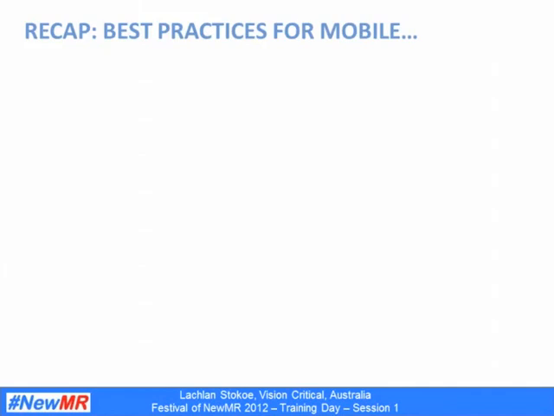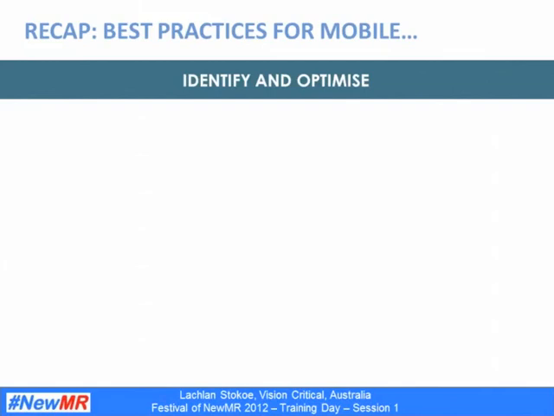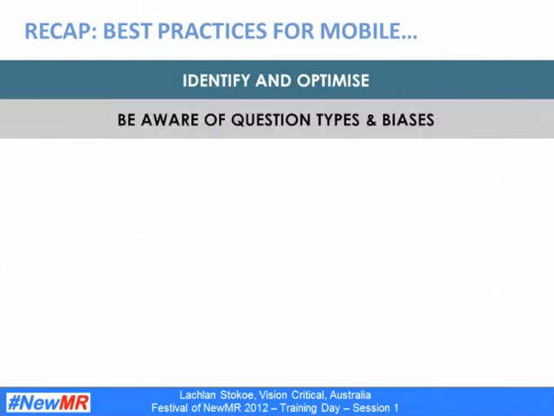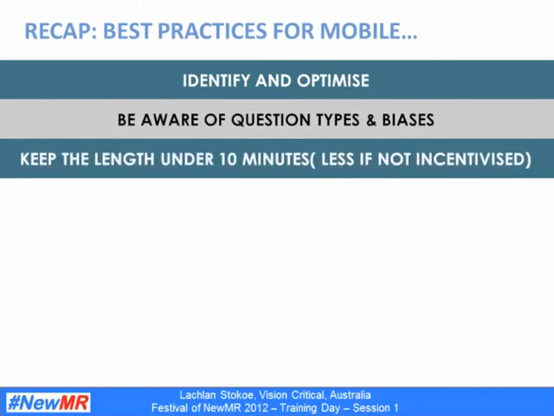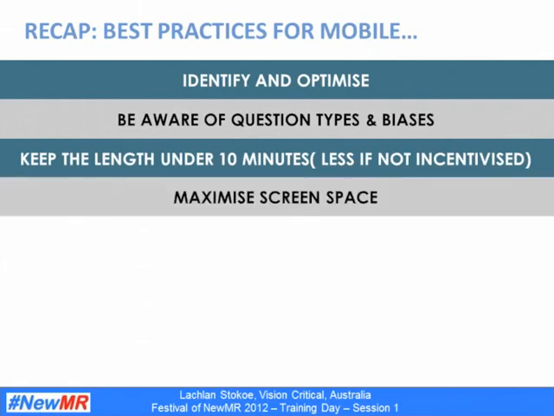So just to recap what we think are some of the best practice considerations for mobile research. Firstly, identify and optimize for your particular circumstances. Be aware of the question types that are supported and the potential for biases in your market. Keep the length under 10 minutes, or less if not incentivized, and that is around the 6 to 7 minute market of a traditional online survey.